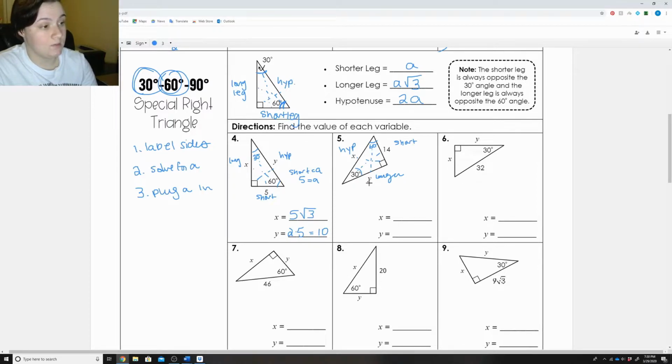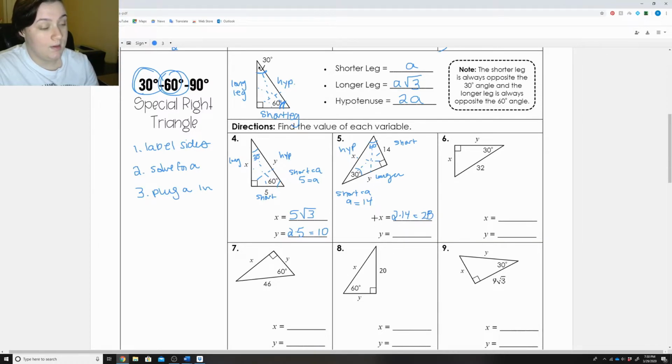Now that we have them labeled, we can solve for A using the side that we have. It gives us the length of the short side, and we know that the short side is equal to A. So that's really simple. A is just going to be this 14. Again, we're looking for x now, which is the hypotenuse. So it's going to be 2 times whatever A is. A is 14 here. So if we multiply 14 by 2, you're going to get 28.